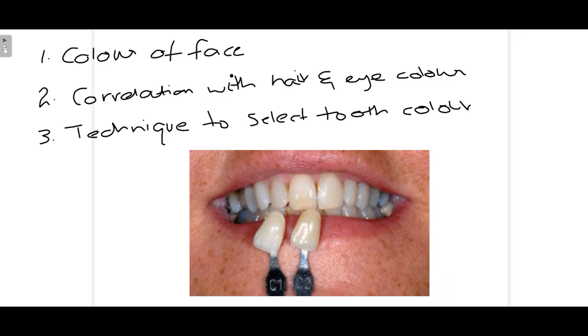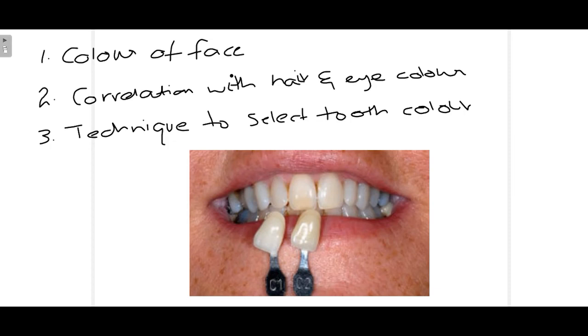Then the shade guide is placed below the lip so that only the incisal surface is showing, and then you see the shade with the adjacent tooth, and then finally you ask the patient to smile and the whole of the tooth appears, and finally you select the best possible shade for the patient.